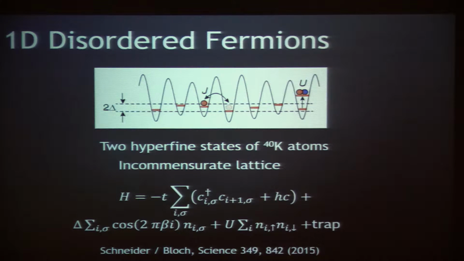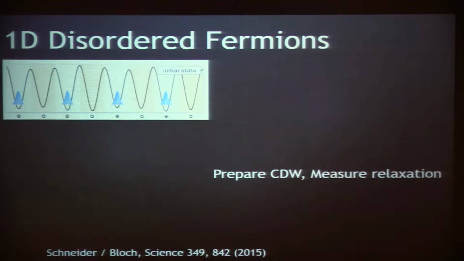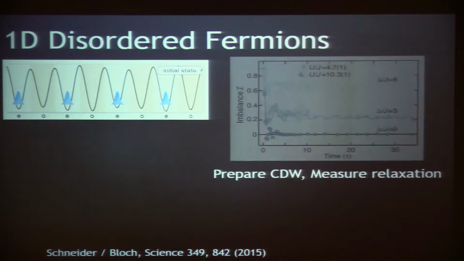Okay, so I'm not going to go into a lot of detail. We don't have time. Let me tell you the basic measurement they did. Through some AMO magic, just assume that, they prepared a charge density wave in the lattice. They prepared an initial state where sites are occupied, unoccupied, occupied, unoccupied, occupied, unoccupied. And then they measured the relaxation of this state.